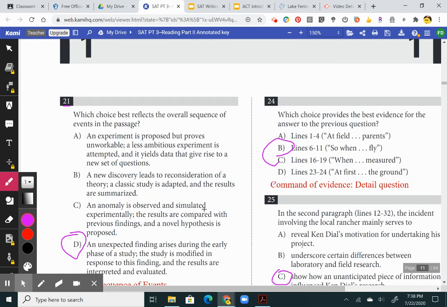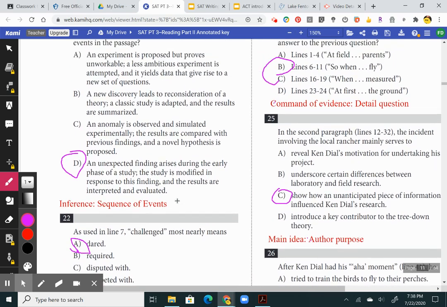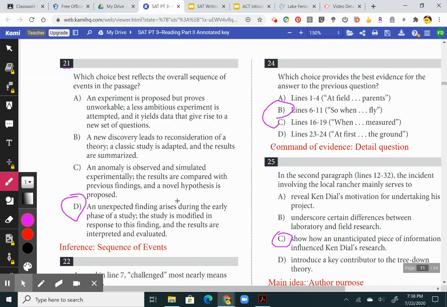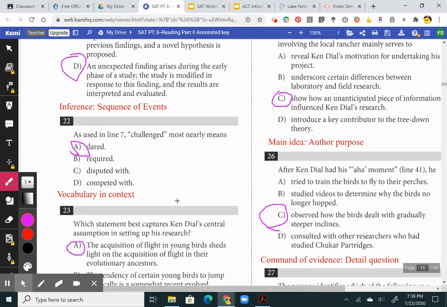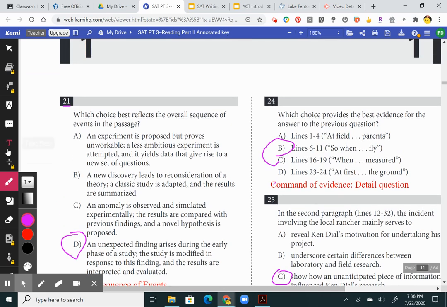Which choice reflects the overall sequence of events in the passage? Again, this is one that you could potentially skip because it could be more difficult for you if you're not quite understanding the passage. It's a sequence of events, inference type of question. So maybe we skip it, maybe we come back to it. I kind of gave away the answer, but if I'm looking at the overall sequence, an experiment is proposed but proves unworkable. No, we know it worked, so that doesn't work here.